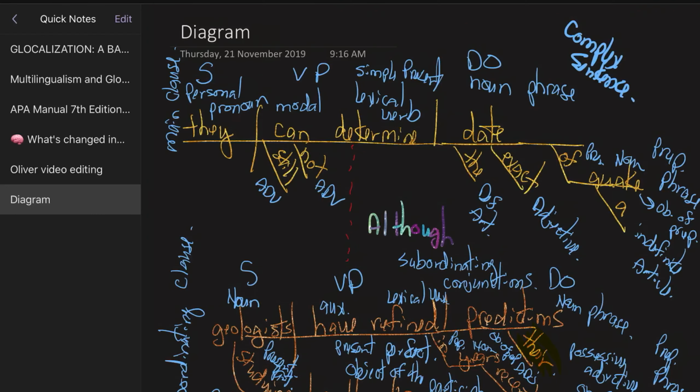But again, I like what we have here. I think this is the best option. A participial phrase, again, functioning as an adjective, in this case modifying the noun functioning as a subject, geologist.